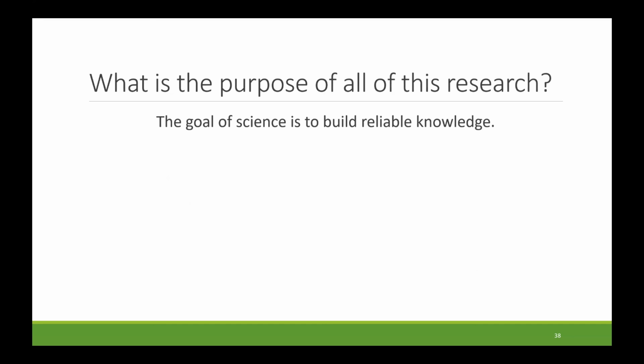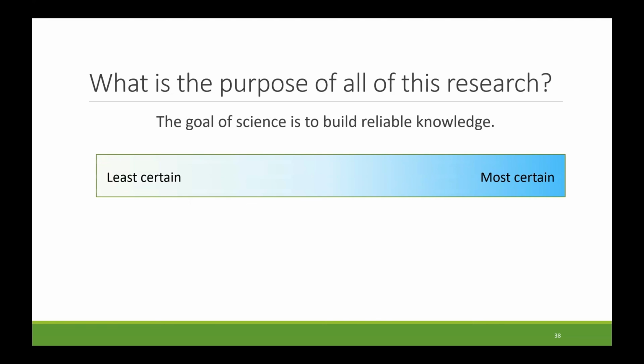Now we're going to wind things down here for this lecture, but I think it's important that we step back and talk about what is the larger purpose of conducting all of this research. We've been down in the weeds talking about the details. Let's step back and ask, why do we do this? It may seem obvious, but the objective of science is to build reliable knowledge, because knowledge also lies on a spectrum. There's certain things that we are very uncertain about, and then there are other things that we are very certain about.